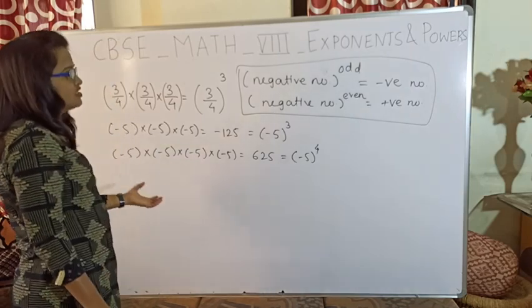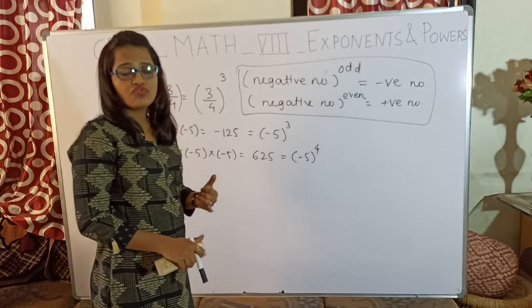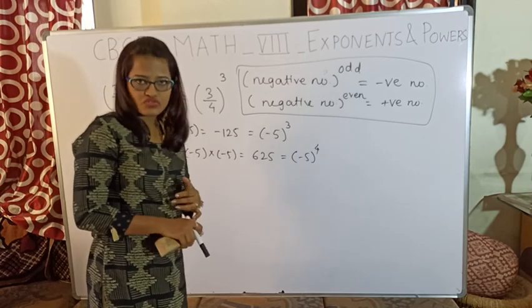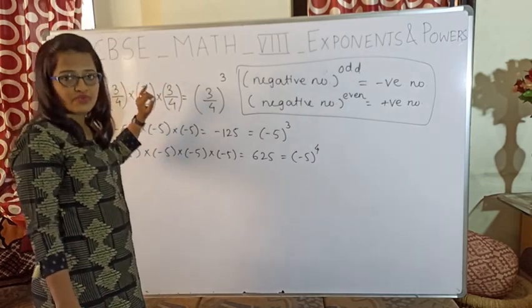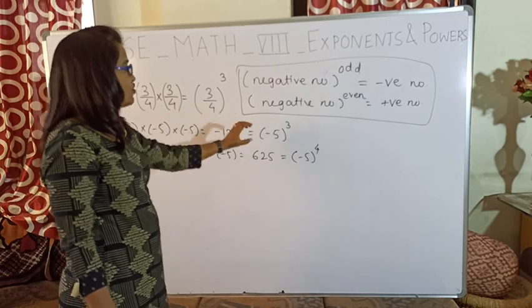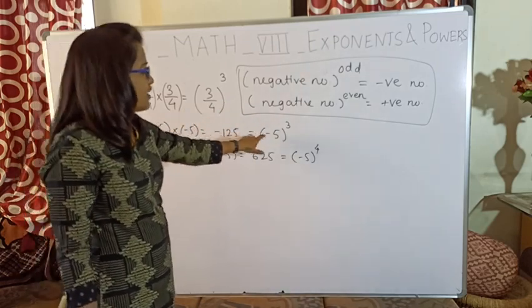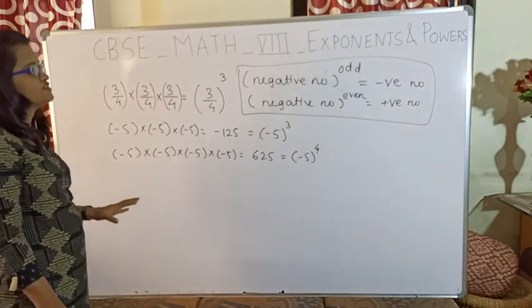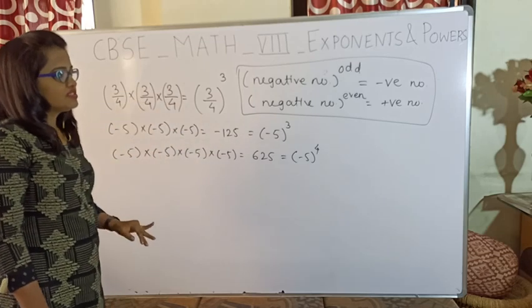Okay, so we have seen what is an exponent, what is a base, what is the index. Also we can write positive numbers in an exponential form, negative numbers also in an exponential form, and a rational number could also be written in an exponential form. We have also seen what the sign of the final answer will be if the power of the negative number is odd or even. So that's what we have seen. Now let us look at a few examples on this.